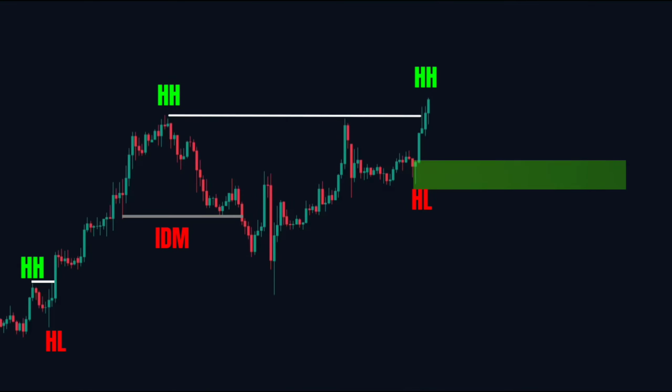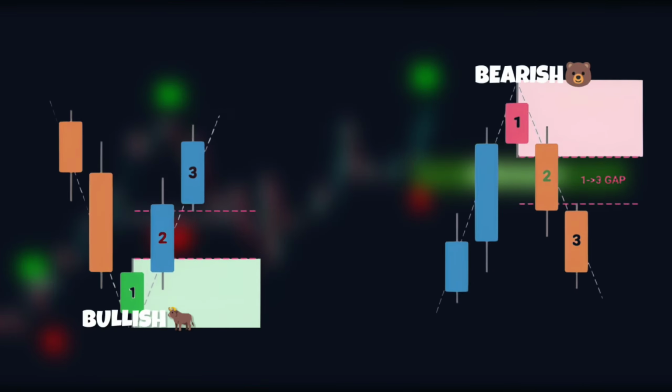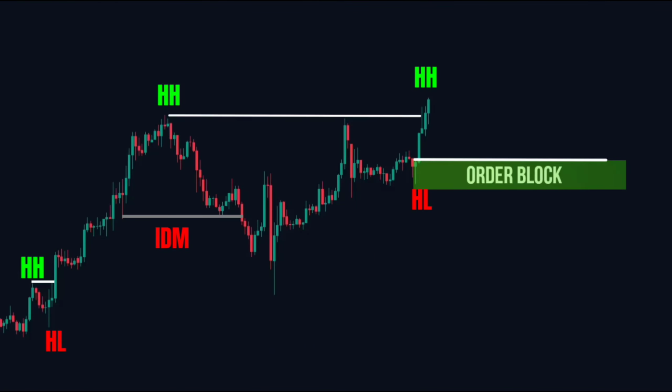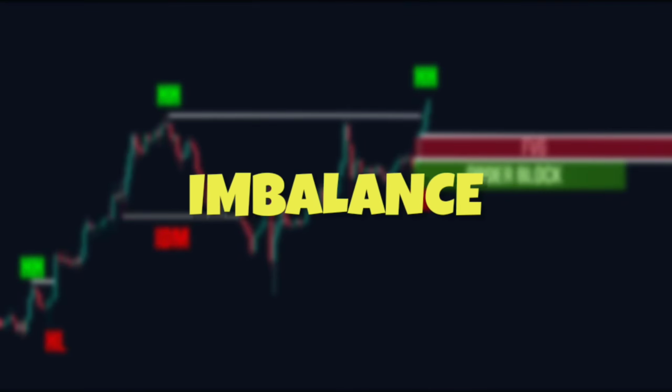First, you need to identify and draw order block. It may be bullish or bearish according to your market structure. Fair value gap forms within a sequence of 3 consecutive candles. The gap exists between the high of the first candle and the low of the third candle, skipping the middle candle. And the gap in between is called fair value gap, also known as imbalance.